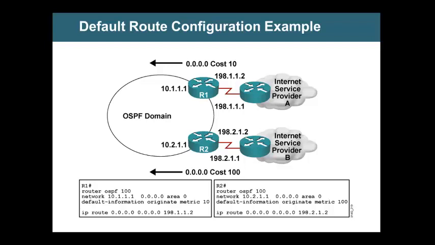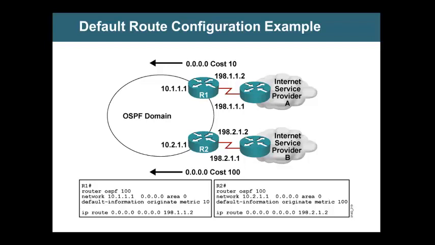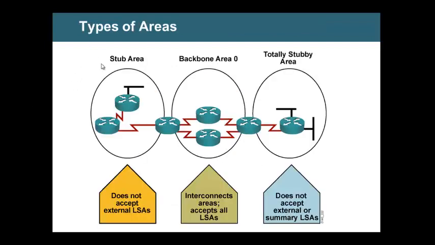When I configure an area as a stub area, what happens is type 4 and 5 LSAs are denied entering. It does not accept external LSAs. What is external? Type 4 and 5 are external, coming from some other routing protocol, some other source, some other autonomous system.